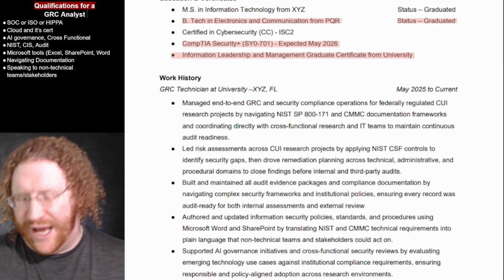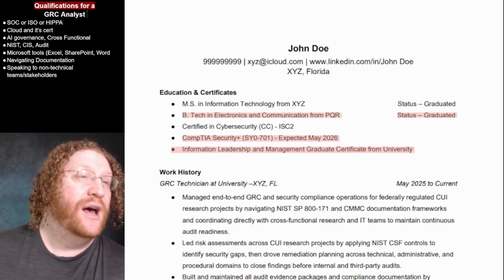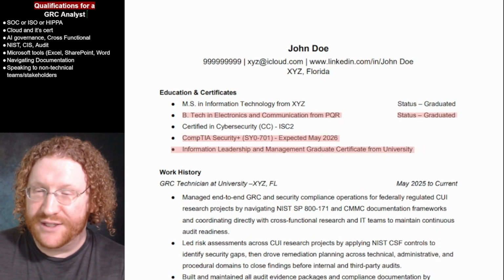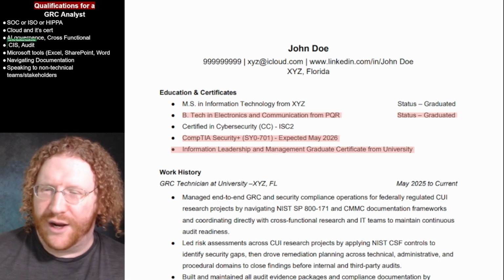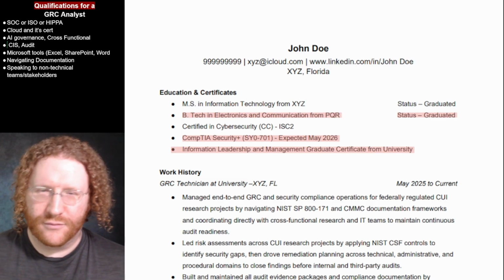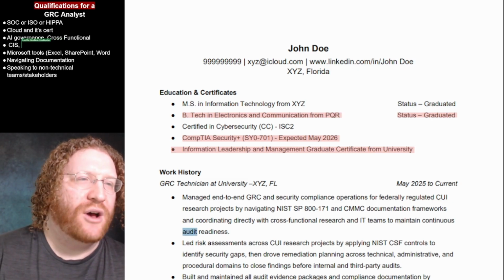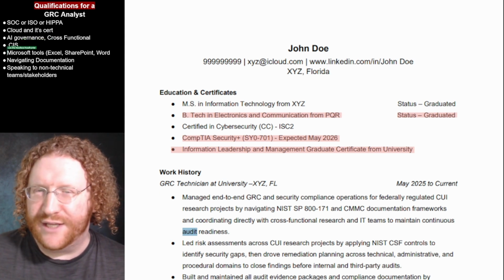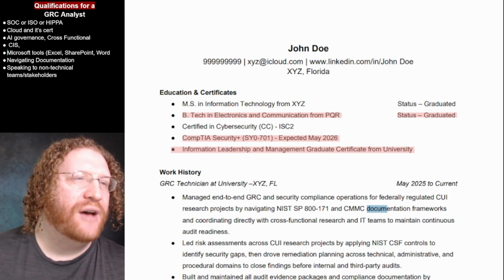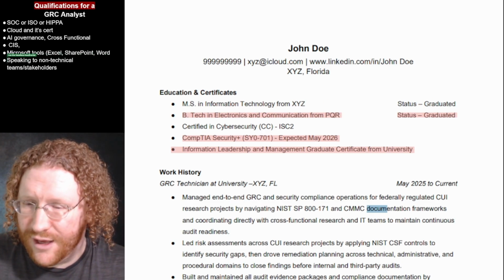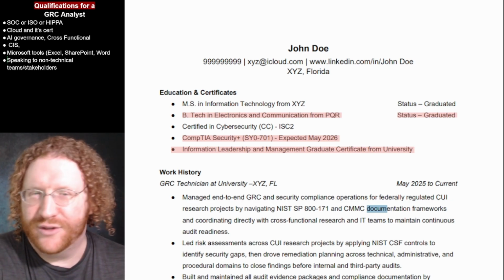Then do we have any AI governance? I don't see it. Then I did see NIST, which was good. Do I see CIS? I don't, but I do see NIST. I think I saw audit, so audit is good. Yeah, audit was good. I did not see any MS Office tools, so that's not good. I think I did see navigation documentation, which is good. Yeah, I think CMC documentation, that's good. That counts. And I don't see speaking to non-technical teams and stakeholders.